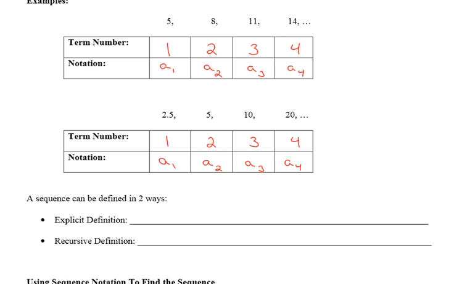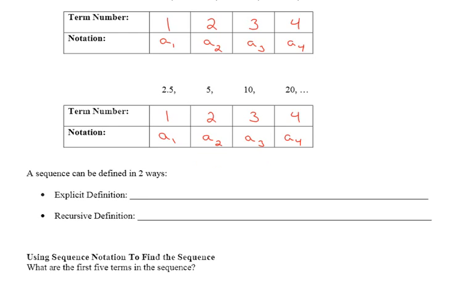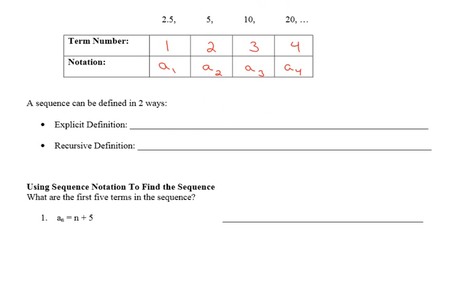Now, when we work with sequences, what we do is we finish the sequence, we find the next several numbers, or we create the sequence using a rule. When we use a rule to create a sequence, there's two different rules that we can use. One is called the explicit definition, and the other one is the recursive definition. They're both rules to create a sequence, but they work in different ways.